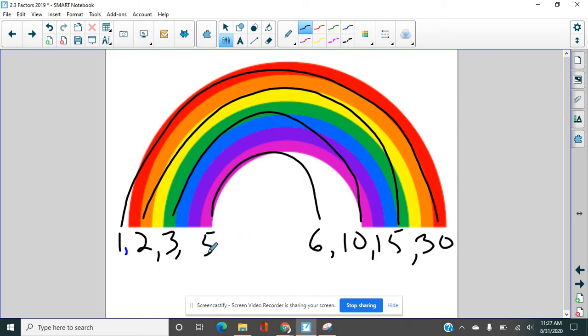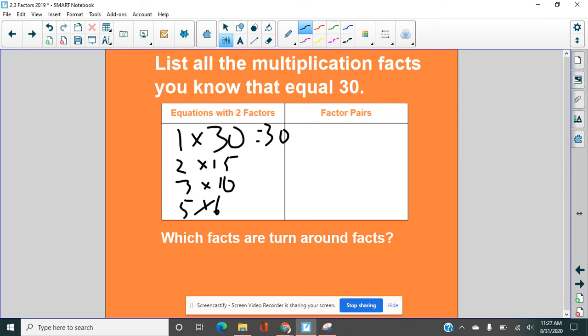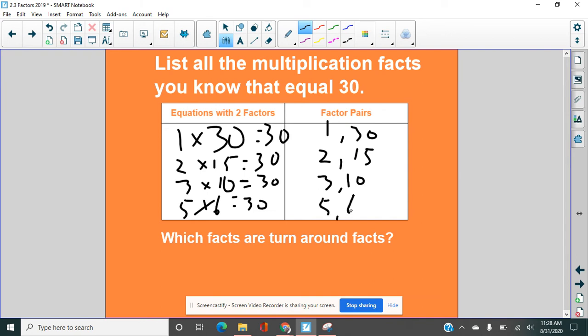So in this problem, I had to think of what equals 30. And there are 4 factor pairs that equal 30. If I wanted to write that down here, which I will: 1 times 30 equals 30, 2 times 15, 3 times 10, and 5 times 6. Using that rainbow helps you keep everything in order and helps you to know when you're done. The factor pairs are 1 and 30, 2 and 15, 3 and 10, and 5 and 6. Those are the factor pairs of 30.